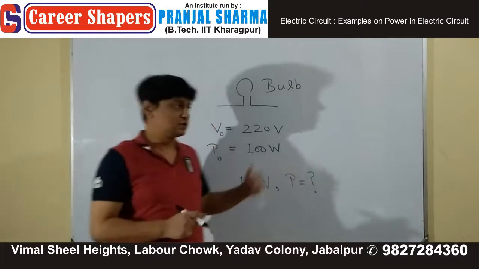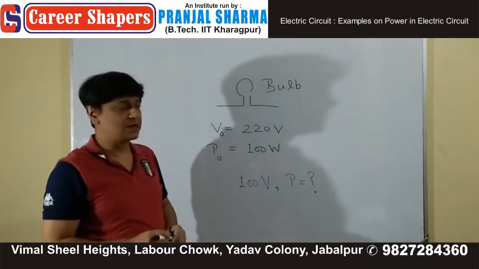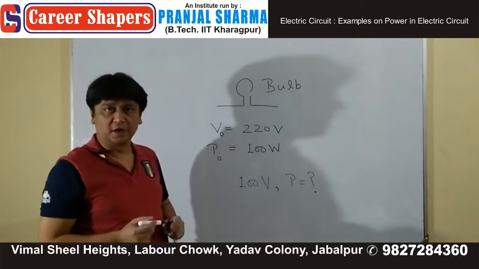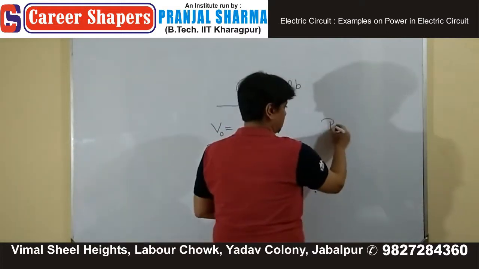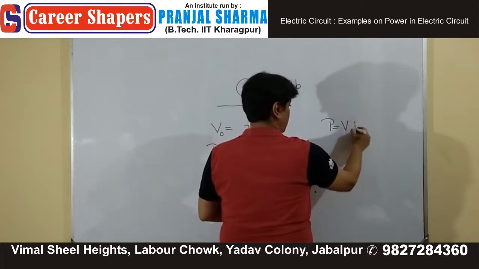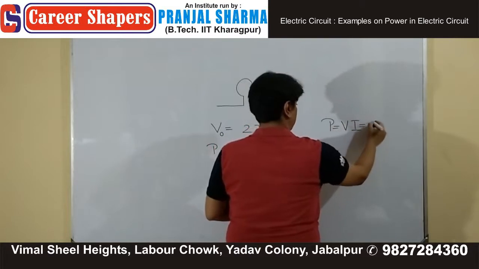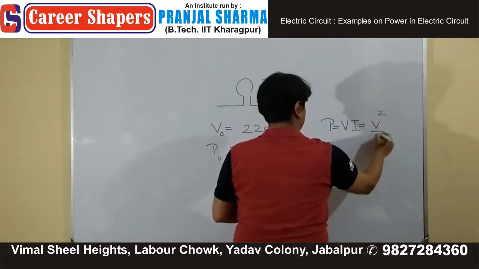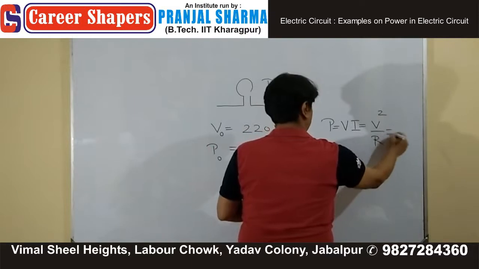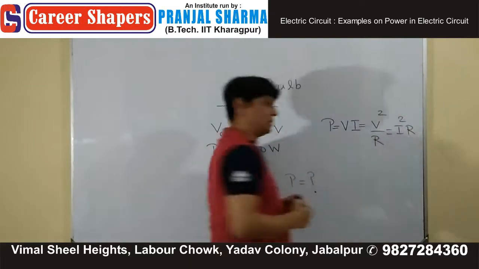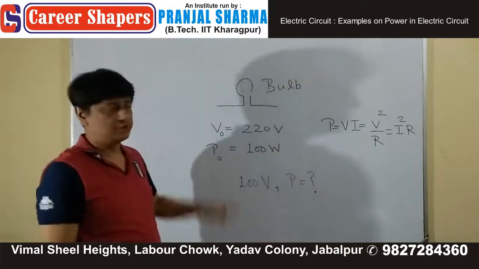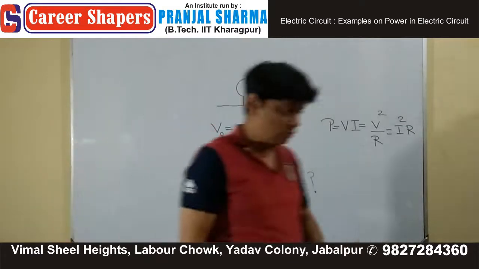Let's see who can answer this question. We've got 30 seconds time. The only hint is this: P is VI, V square upon R, I square R. And you can answer this question. Let's see who can.